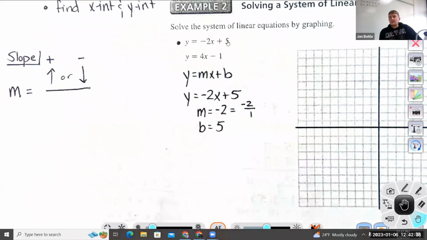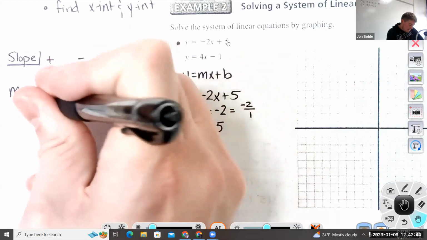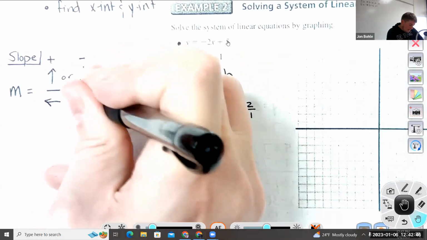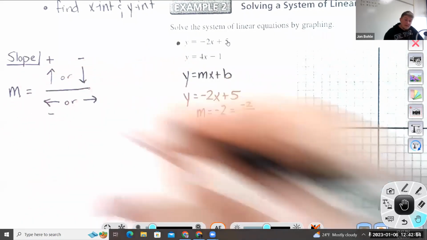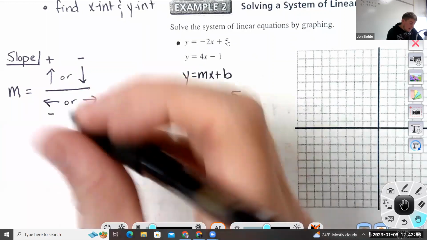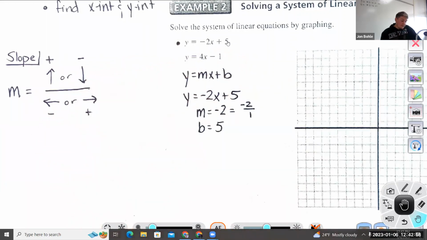So if the top tells me up or down, the bottom's going to tell me left or right. Negative will tell me left, and positive will tell me right.